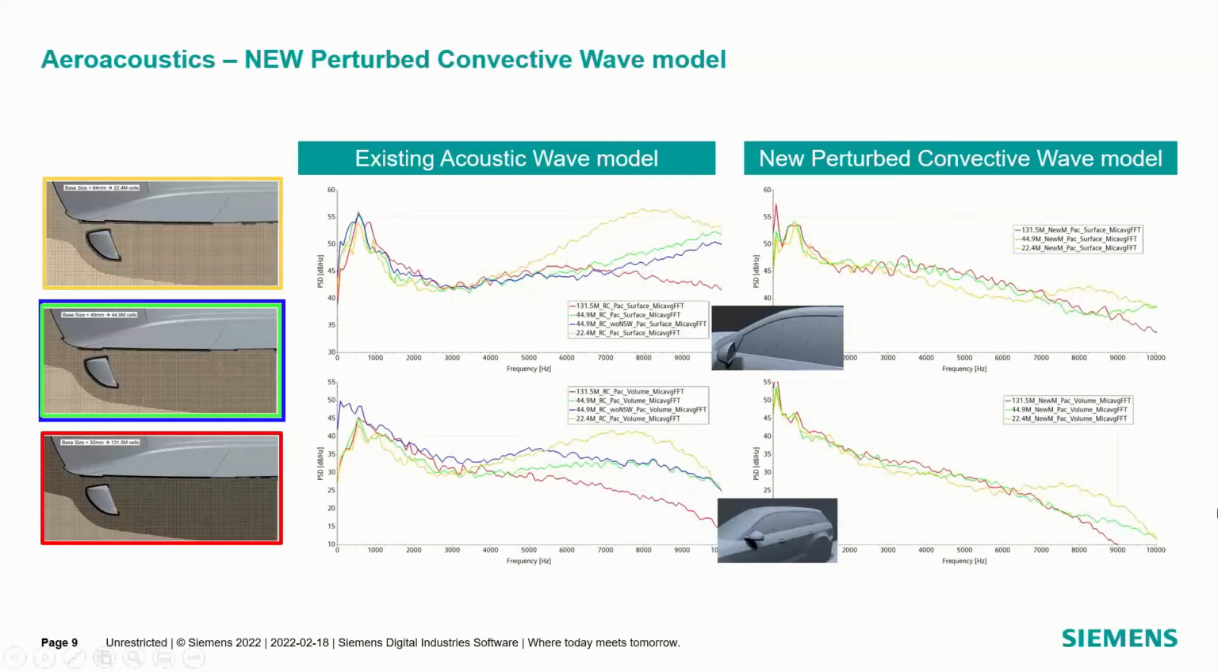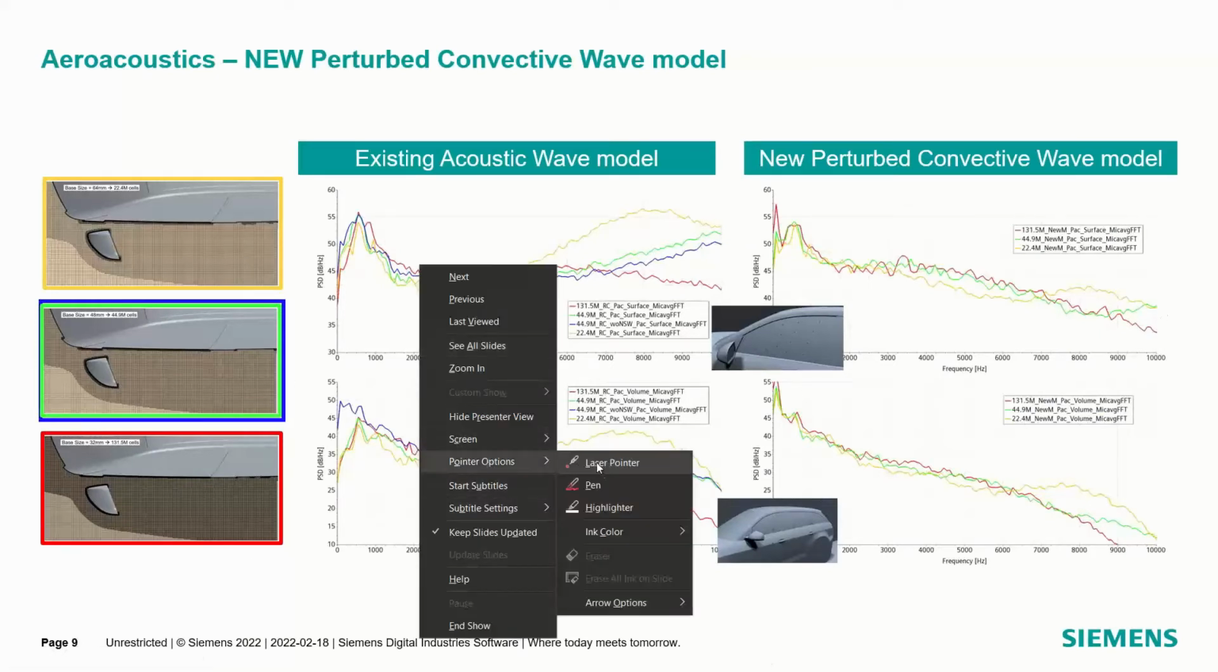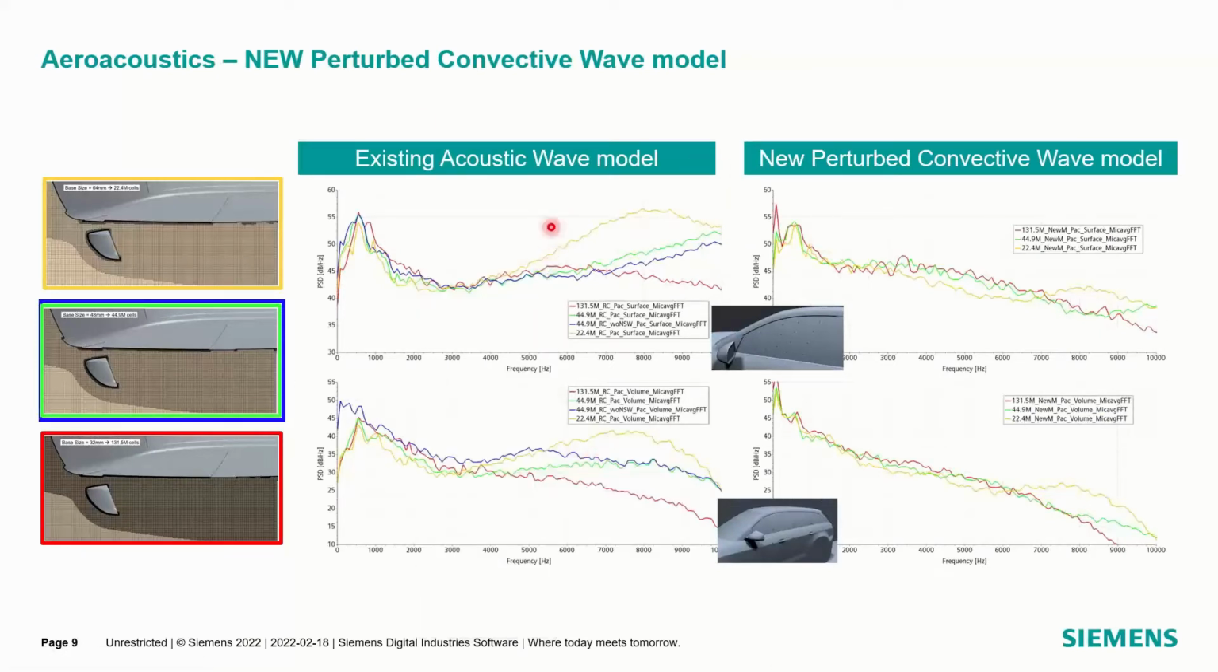So here's a quick comparison between the existing acoustics wave model and the new perturbed convective wave model. The top 2 graphs show noise measured, I think, on the surface of the window, and the bottom 2 measure noise probably somewhere around the driver's head.